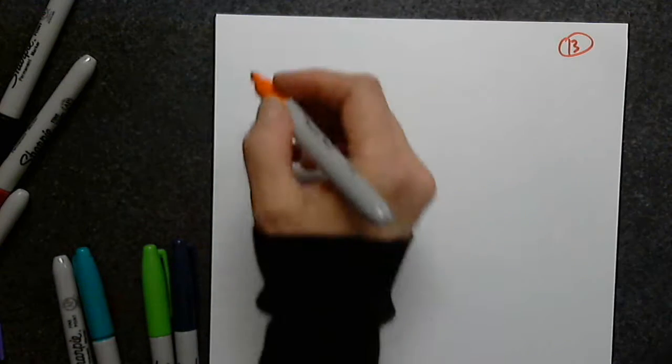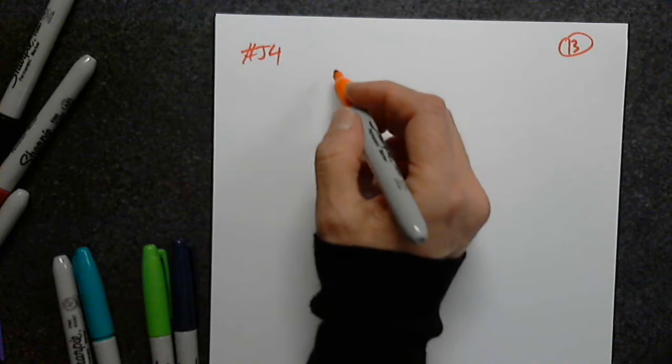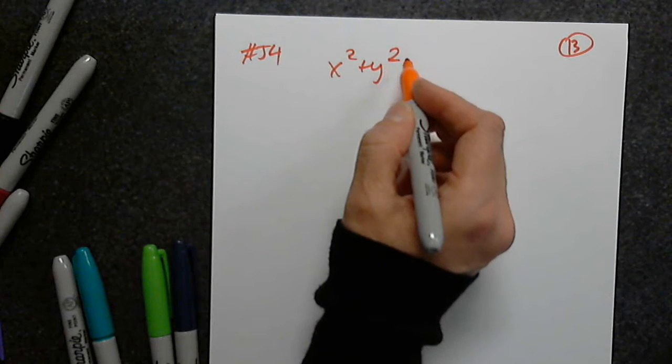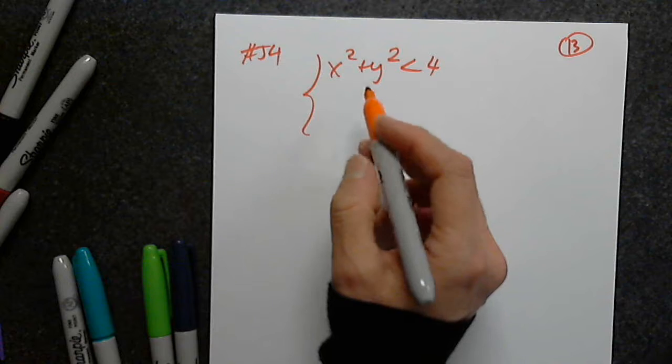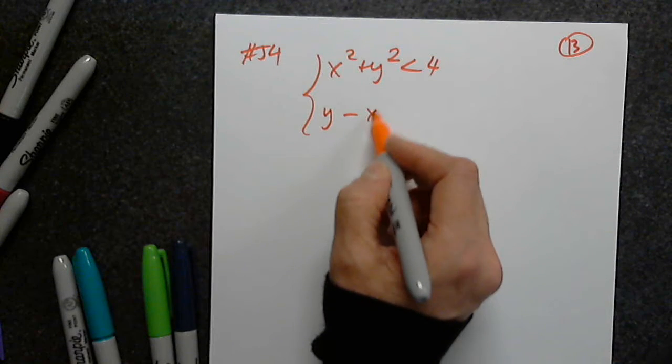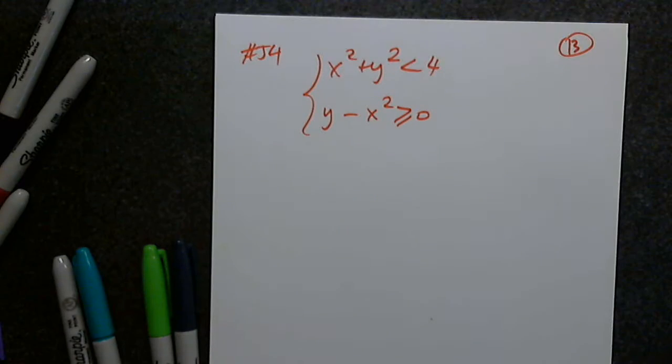On the same page, problem 54: x squared plus y squared less than 4, and y minus x squared greater than or equal to 0.